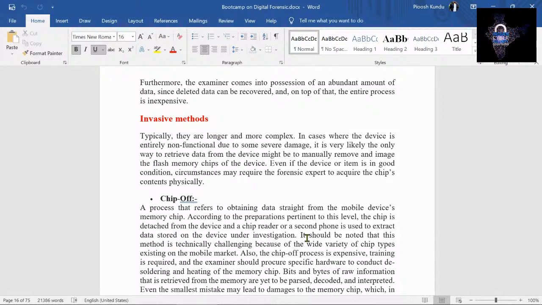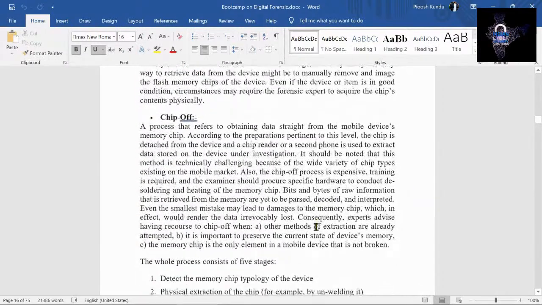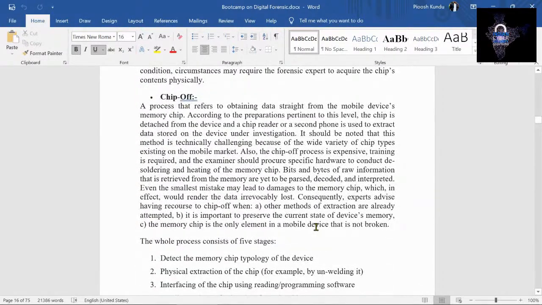Even the smallest mistake may lead to damage to the memory chip, which is the only element of the device where the mobile data is stored.